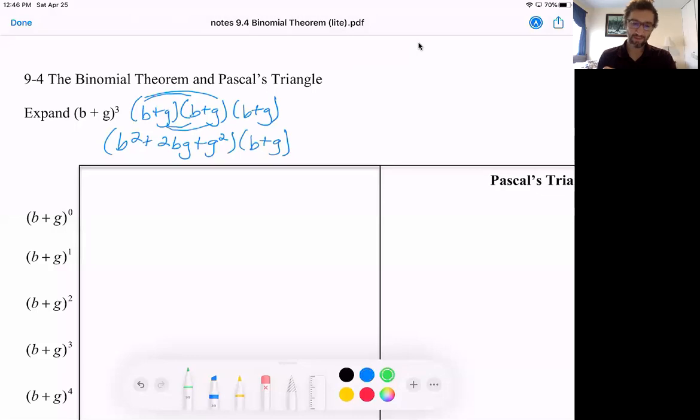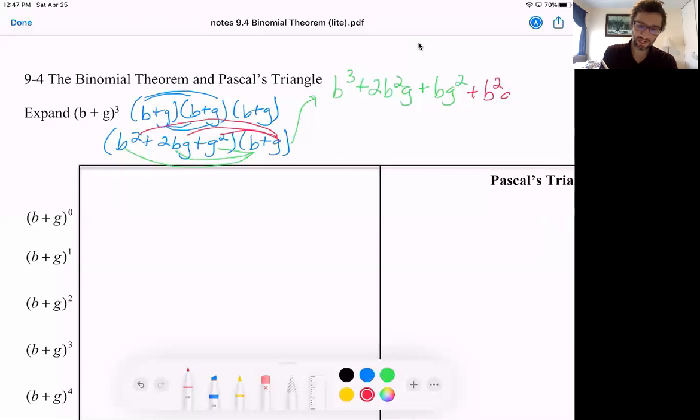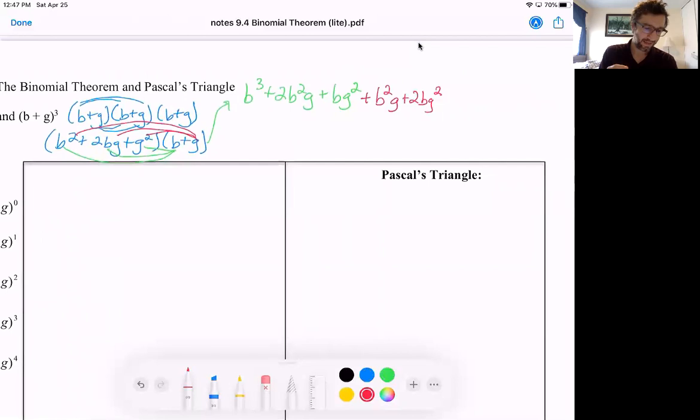So when we multiply those two, if we distribute, we'll go this way, b times b squared, b times that one, b times that one. That would be b cubed plus 2b squared g plus bg squared. And then as we distribute the g's, g times that one, g times that one, that would be plus b squared g plus 2bg squared, and then plus g cubed.